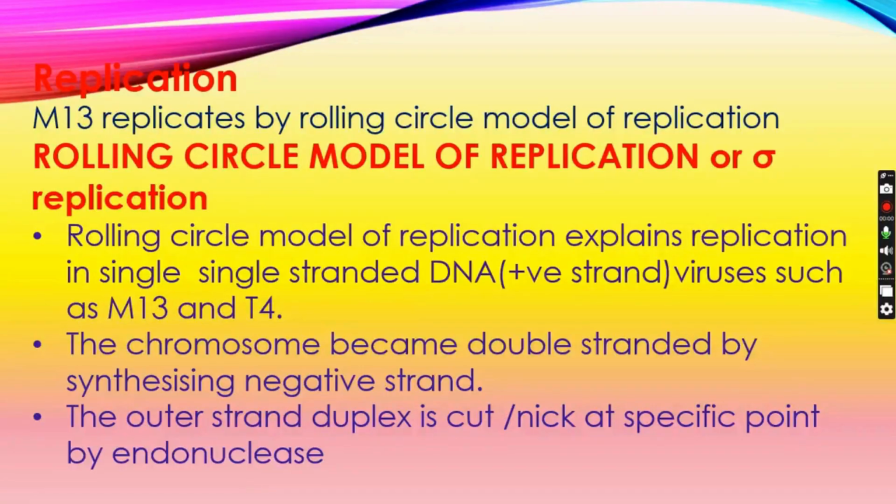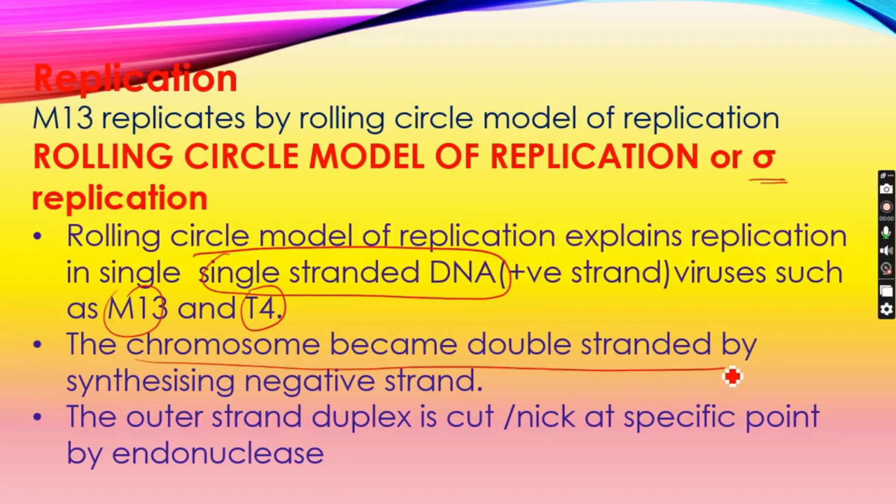In the image, the rolling circle model of replication is also known as sigma replication because during the replication, the DNA structure is similar to an inverted Greek letter sigma. Therefore, it is known as sigma replication. The rolling circle model of replication is present in the single-stranded DNA of a T4 phage or M13 phage. A chromosome first becomes double-stranded when it enters the E. coli host, where the positive strand, that is the original strand, synthesizes a negative strand and creates a double strand.